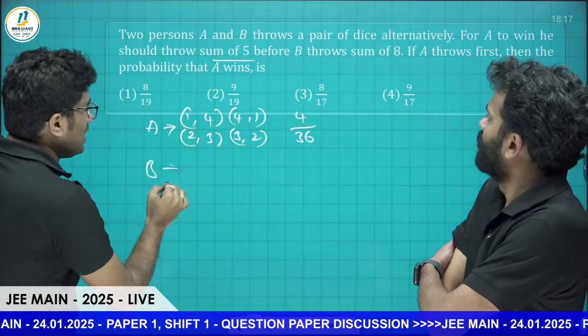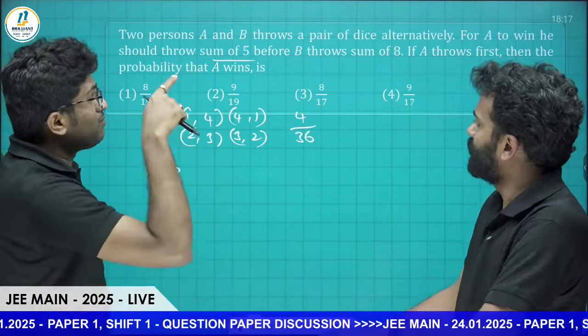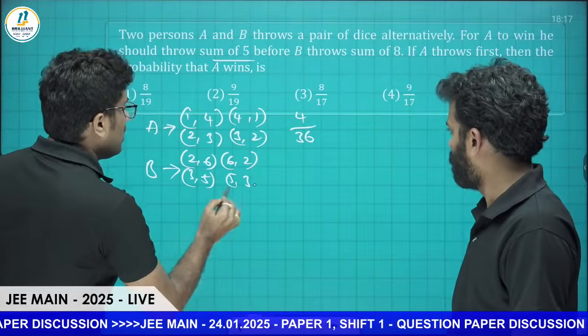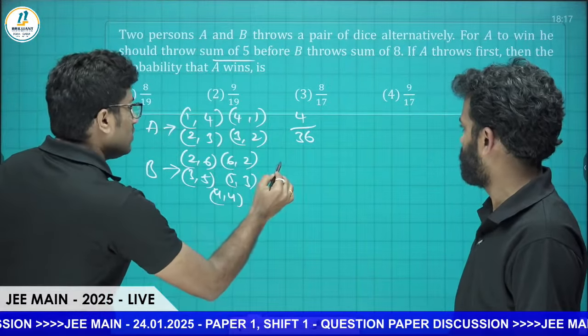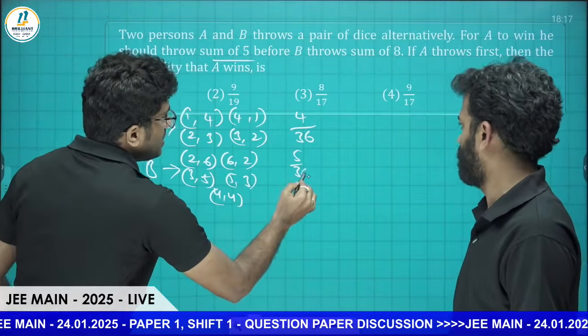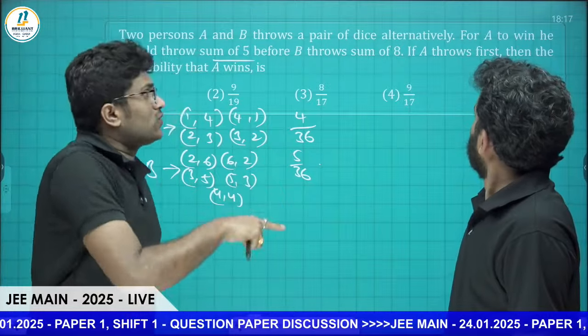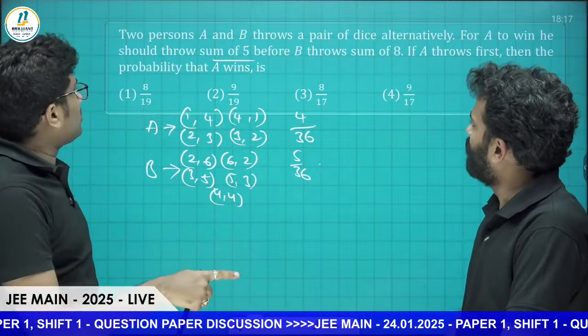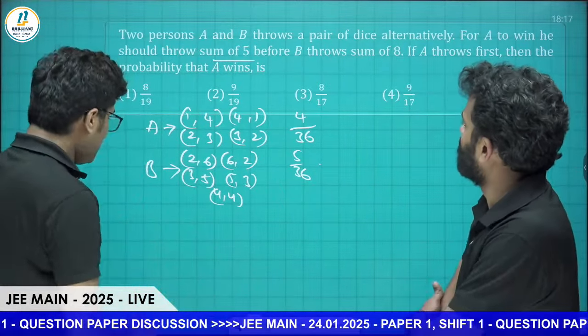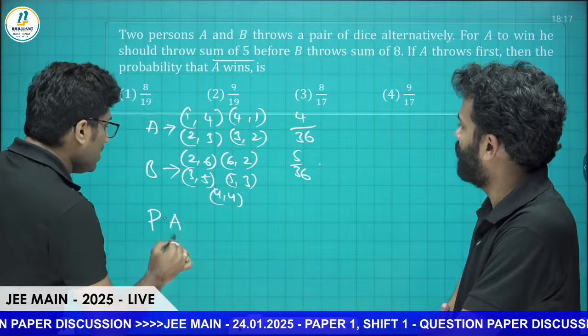Now what is the probability of B winning, to get sum 8? That is (2,6), (6,2), (3,5), (5,3) and (4,4). That is 5 by 36. Only 5 by 36. Now if A throws first, that means A started the game, so the probability that A wins.